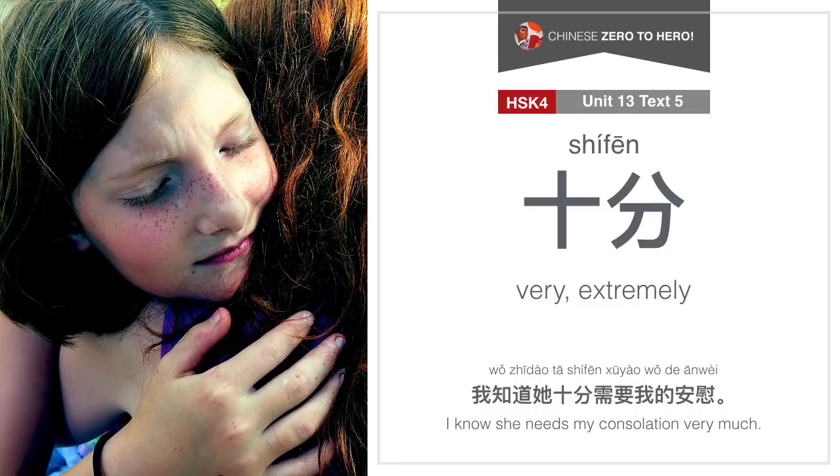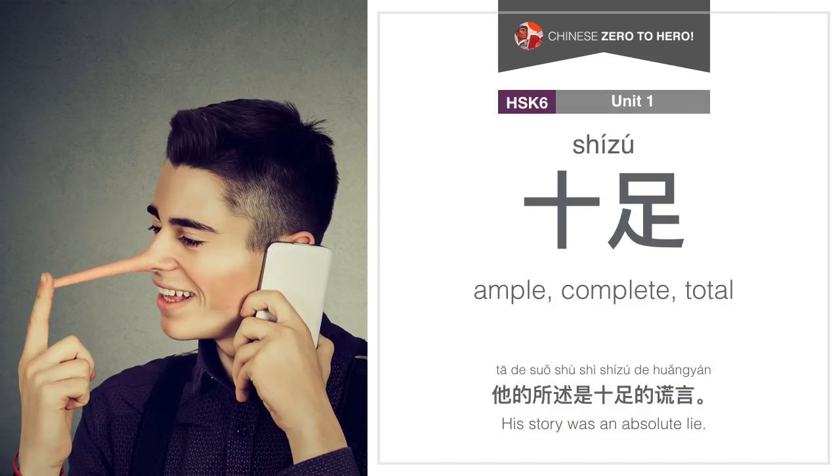And in HSK 4, we learn the word 十分 meaning very, extremely. 我知道她十分需要我的安慰 I know she needs my consolation very much. And in HSK 6, we learn a similar word 十足 meaning ample, complete, or total. 他的所述是十足的谎言 His story was an absolute lie.